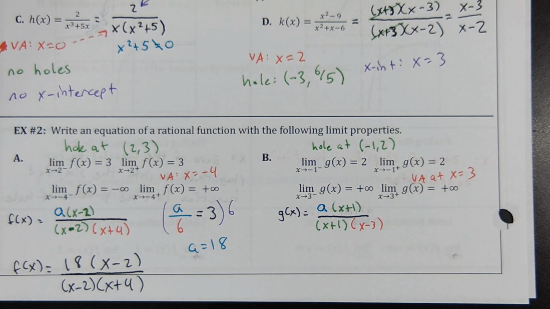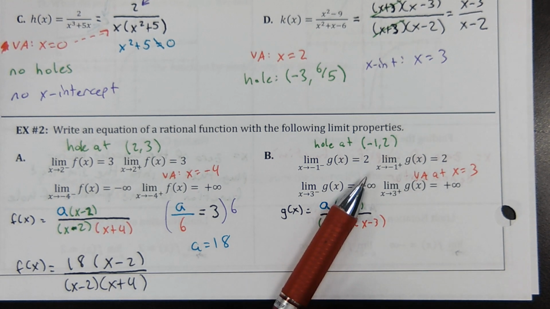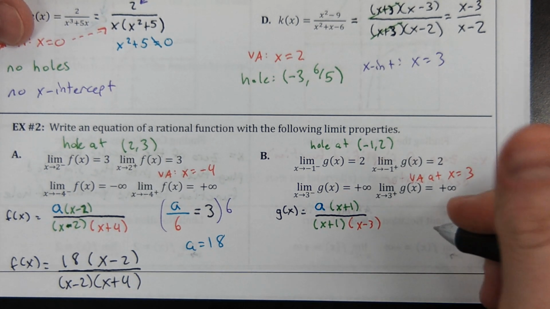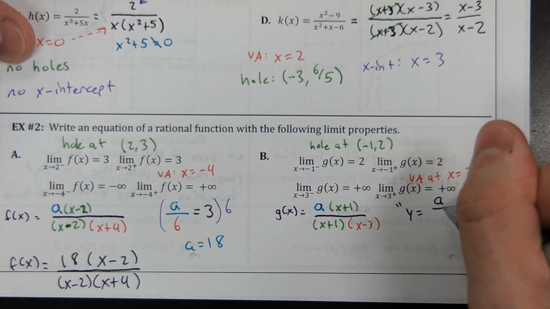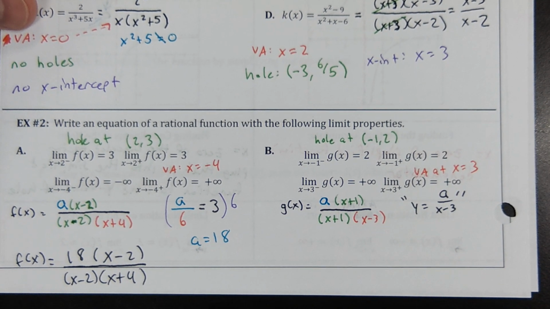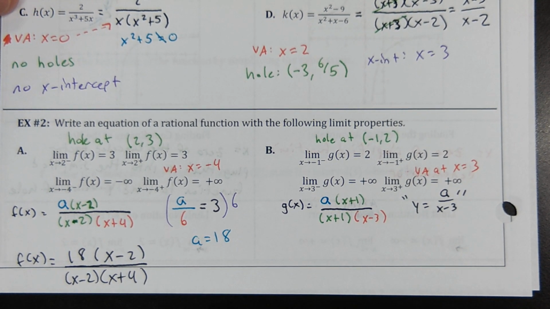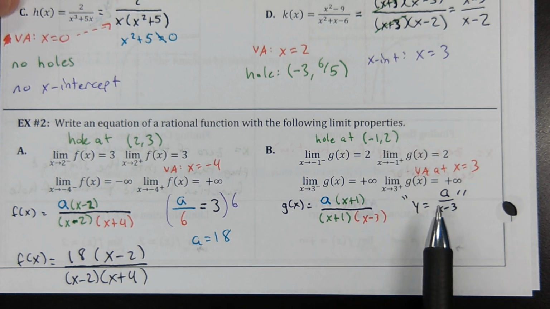Just like yesterday, in order to figure out what that a value is, you simplify the function. We see that it simplifies to a over x minus 3. So essentially it tells us this: y equals a over x minus 3. That's what it'll simplify to. You could then use the coordinates of the hole as the x and the y to plug in for here and here to solve for a.